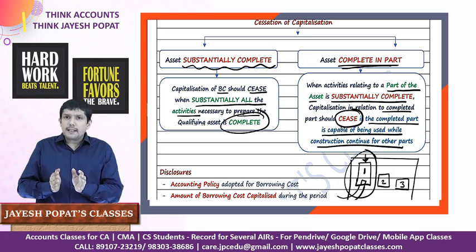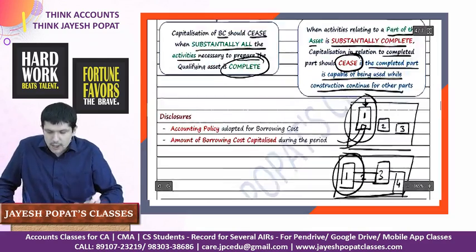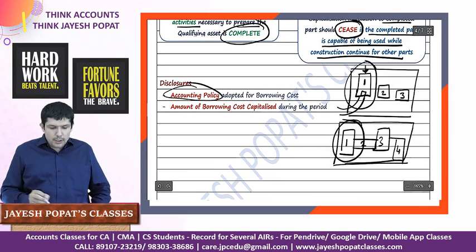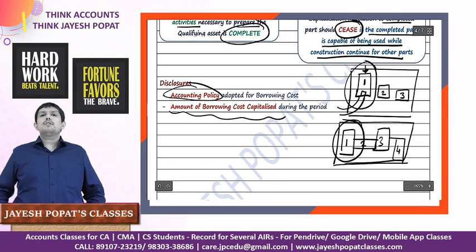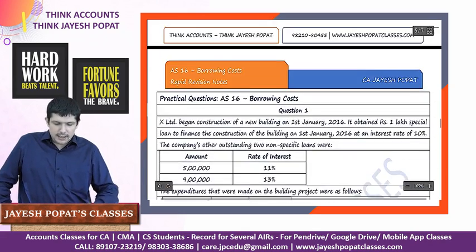But if the completed part cannot be used independently, then you should continue capitalizing the borrowing cost. We'll talk about disclosure. You need to disclose the accounting policy in relation to your borrowing cost, and you should state what is the amount of borrowing cost that has been capitalized. So now let us look at the practical exercise.